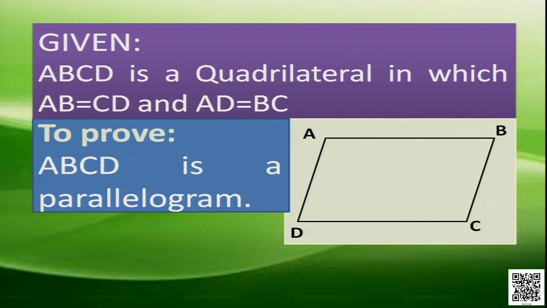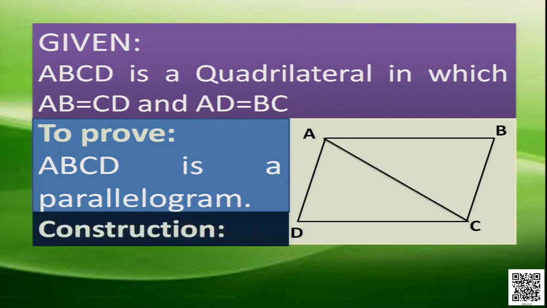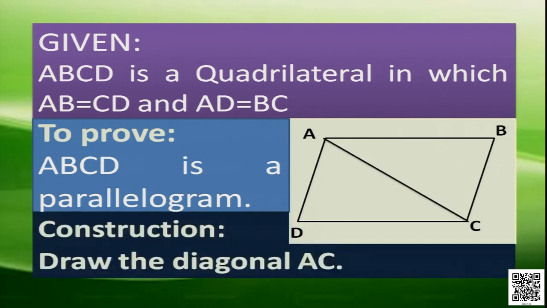Now, as in the previous case, we need a construction. Here also we need a construction. Why? To prove it to be parallel, we need a transversal of AB, CD and BC, AD. So, let us draw the diagonal AC.